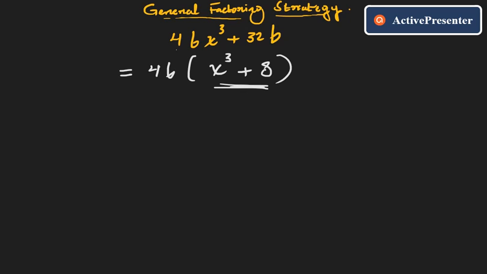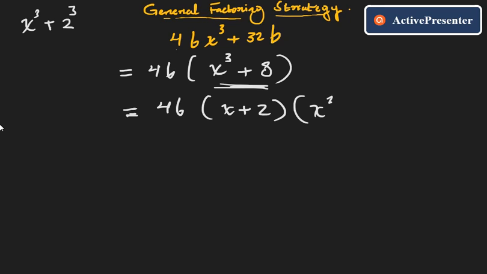So we have now x cubed plus 2 cubed. So can we factor this or expand it more? Yes, we can. Here we have 4b, and here we would be left with x plus 2 multiplied by x squared minus 2x plus 4. Then you are done factoring this one because you cannot factor it more.